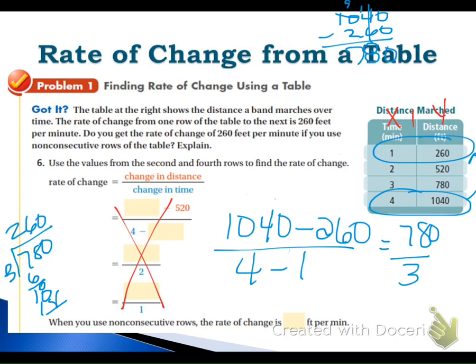It's still 260. It wouldn't matter which two rows we used, if we subtracted the y's from each other and subtracted the x's from each other and reduced, you will always get 260. So the rate, or the slope, determined from a table is simply the difference of y's over the difference of x's. It doesn't matter which pair of numbers you use.